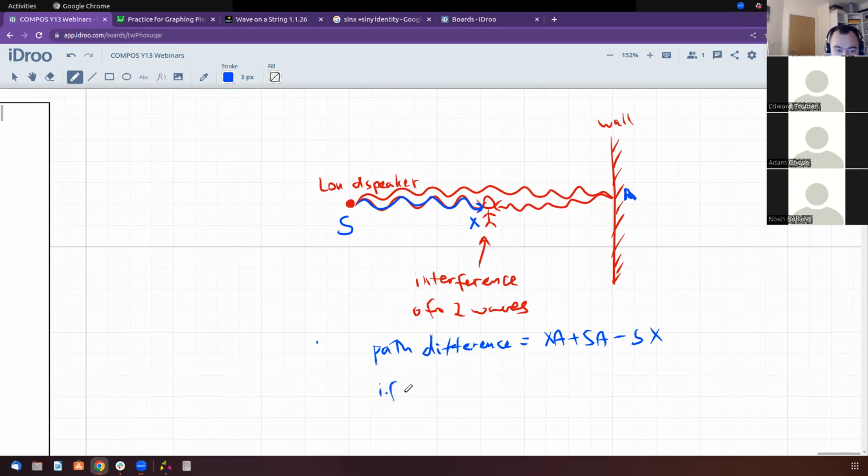Now, if the path difference is, let's say, 40 and a half wavelengths, we have destructive interference. Yes, destructive interference.